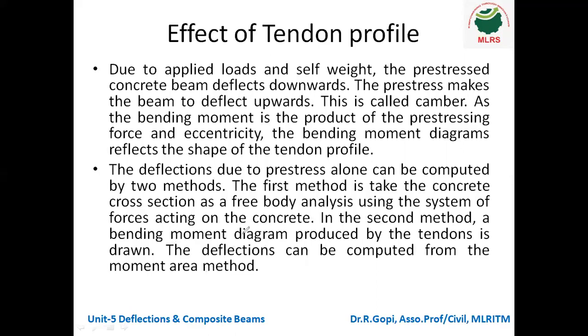So first, there are two methods. First method is to take the concrete cross section as a free body analysis using the system of forces on the concrete. Second method, we have to draw the bending moment diagram. From the bending moment diagram, we have to apply the moment area method. That means A x bar divided by EI. From that, we can easily calculate the deflection.